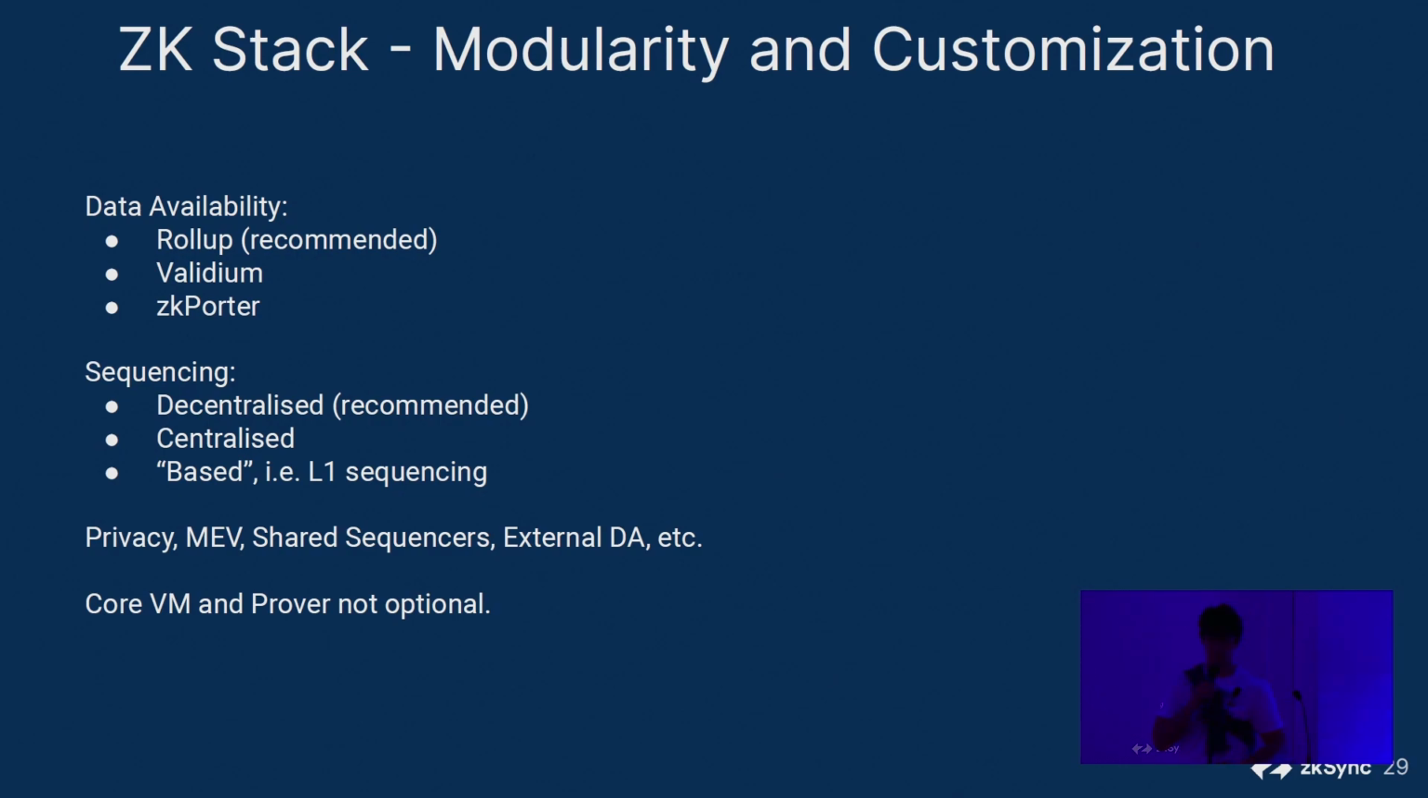And other options such as privacy, MEV, shared sequencers, or external DA solutions can all be used. Only the core virtual machine and the prover are mandatory because that is what allows interoperability in the hyperbridges.